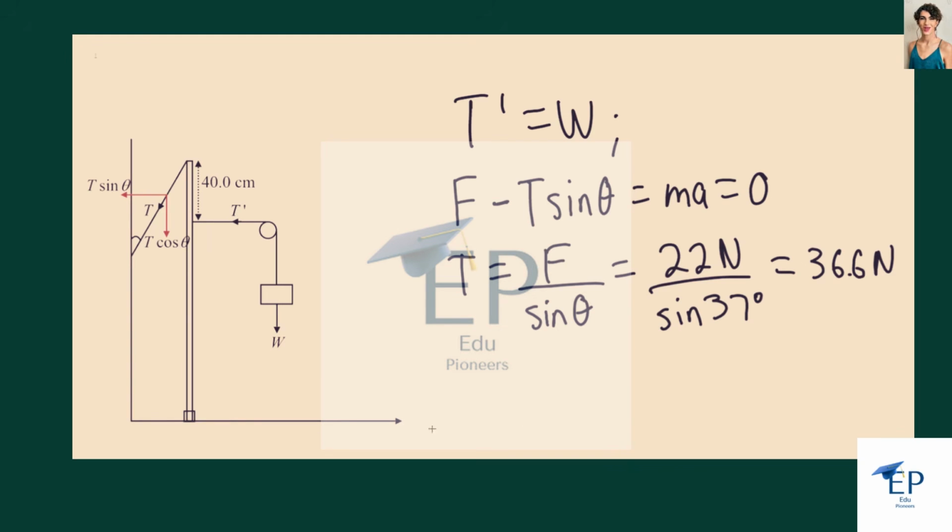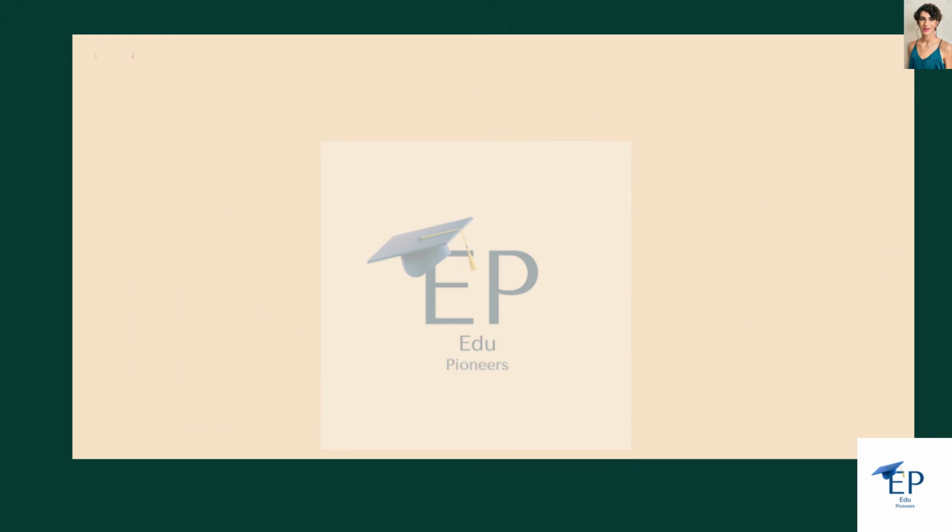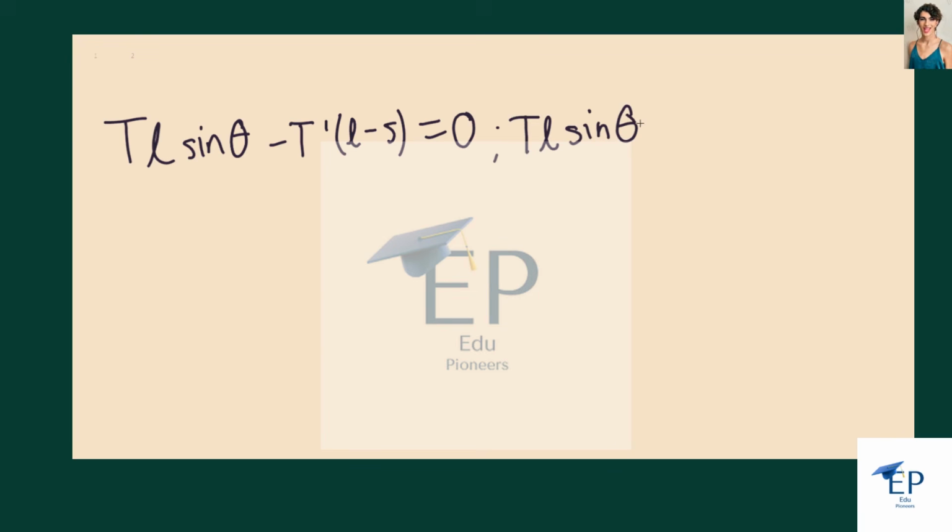So in order to find the weight here, the maximum weight that it can carry, we can say that TL sine of theta minus T prime (L minus S) will equal 0. So here we're essentially taking the sum of the torques to be equal to 0 because this is in translational equilibrium as well as rotational equilibrium. So we can say that TL sine of theta minus the weight times (L minus S) will equal 0.